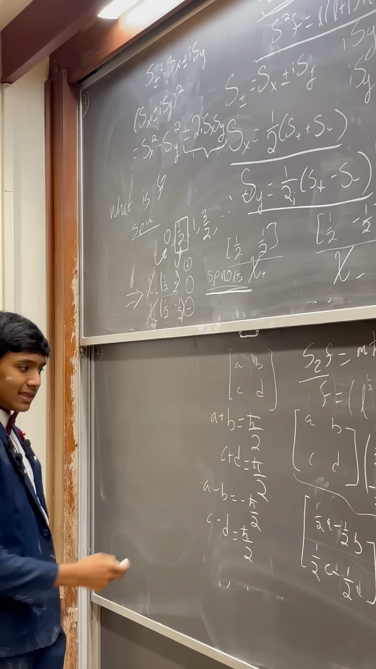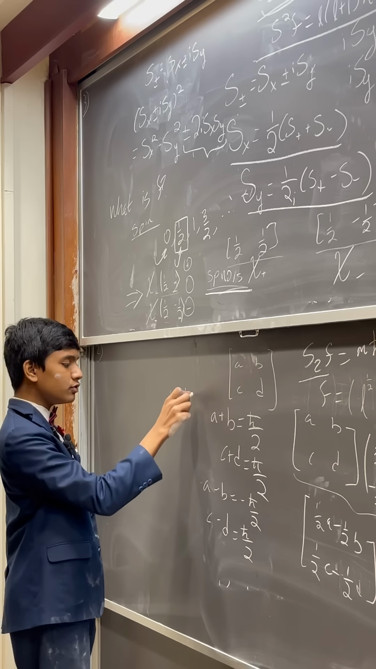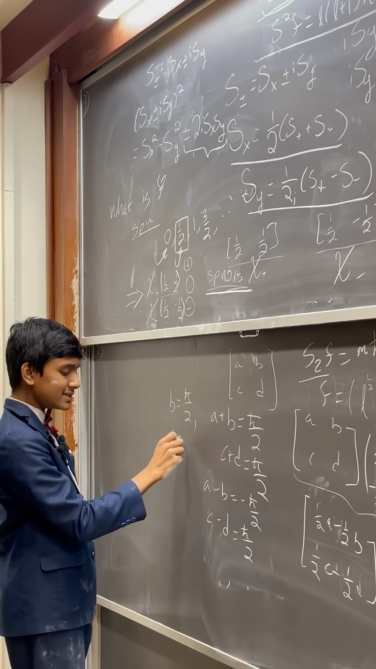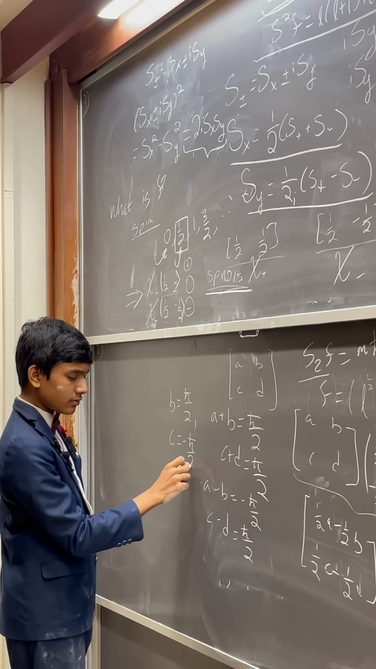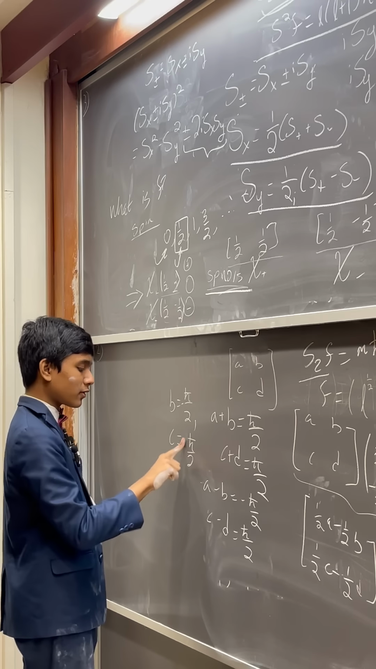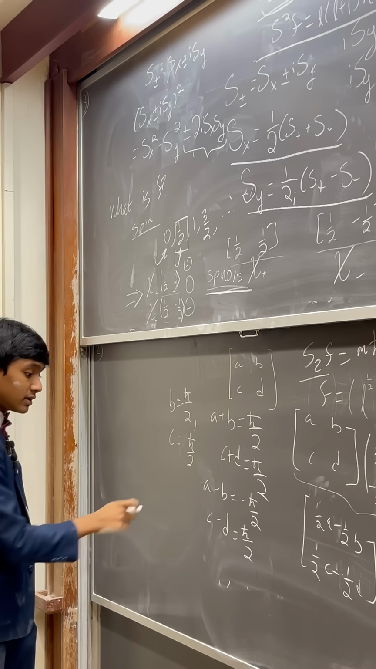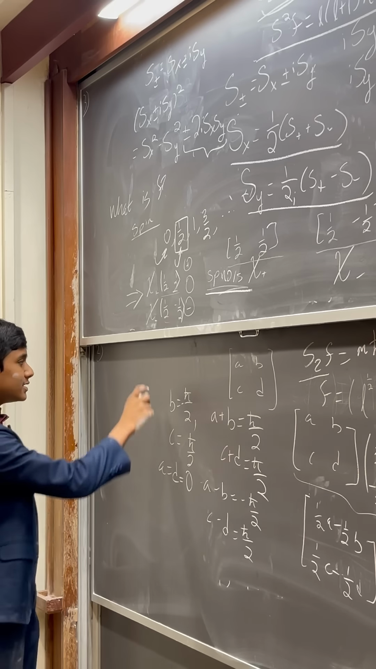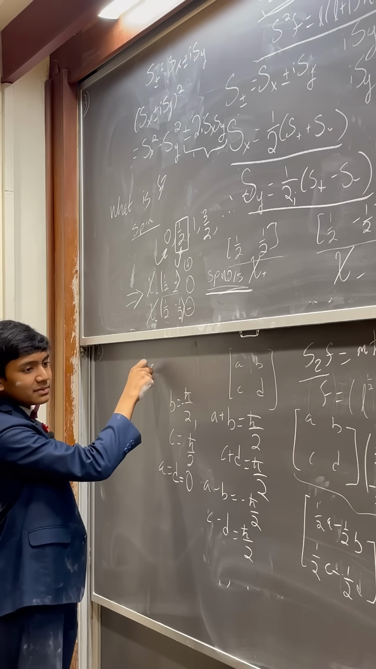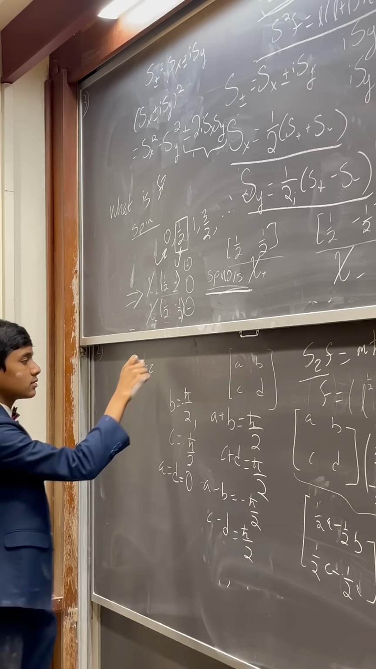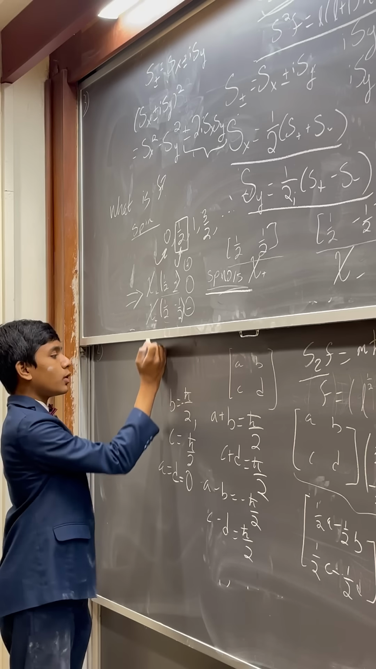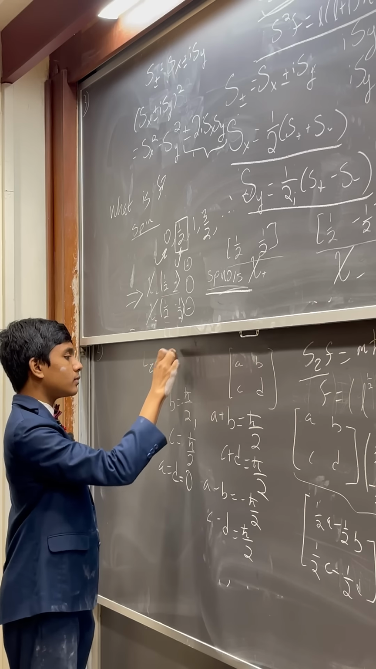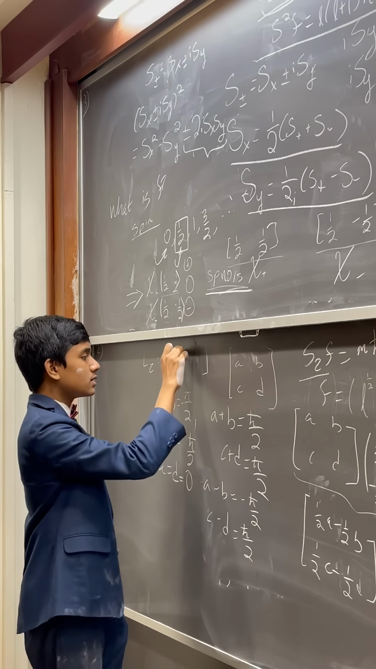Hey, wait a minute. That means B is just h bar over 2. C is minus h bar over 2. Wait, no. Sorry. B is minus h bar over 2. C is h bar over 2. And the other 2 components are 0. Which means that the LZ matrix has to be what? h bar over 2 multiplied by 0.